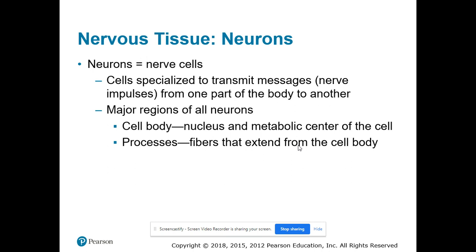Well, there are a lot of major regions within the neuron, and we're going to talk about several. The first two distinctions are the cell body versus processes. The cell body is the big middle region where your nucleus is located, and this is the metabolic center of the cell. The next major thing we're going to talk about is the processes, or basically the fibers that come off of the cell body.